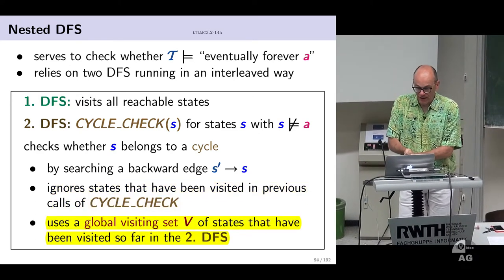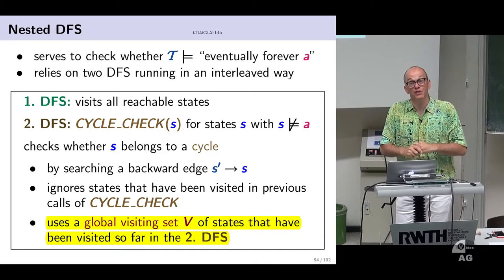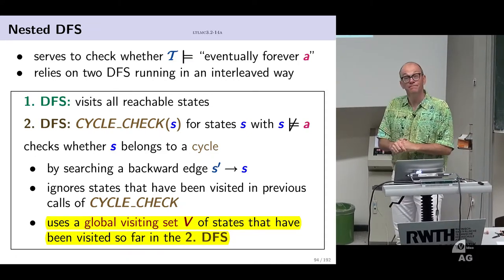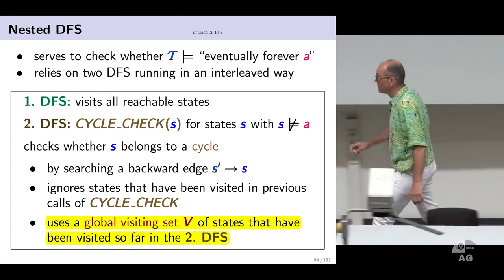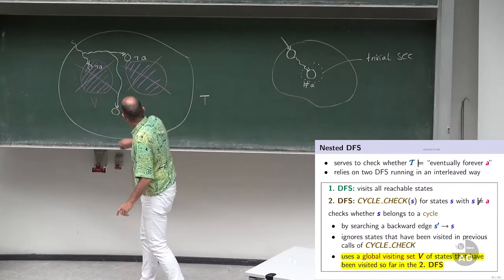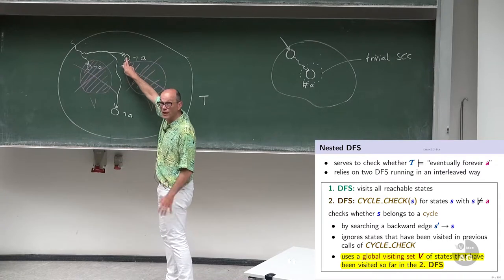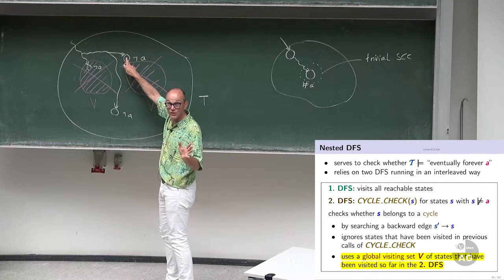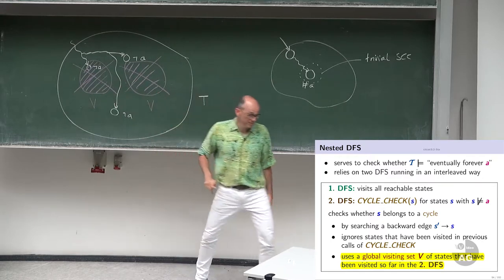Good. And that means we need to keep track of which purple areas we already considered. That's V. So this set over here belongs to V, and this at some point belongs to V. So after having found this one, after having found that one, after having found that both are not on a cycle, V contains this set plus this set.